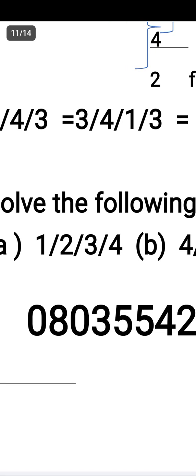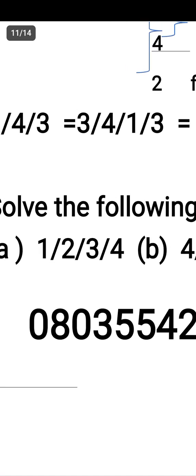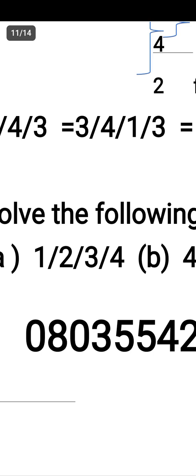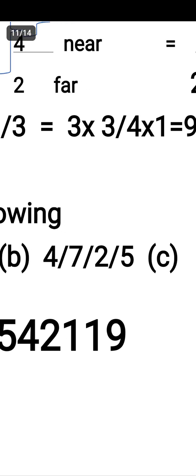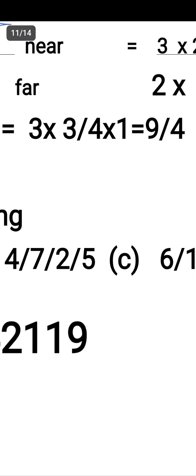Is there any mistake? No, that's a mistake. That's a mix-up. Now that is 3 times 3, that is Fafa. Then Nene, 4 times 1. That means 3 times 3, the Fafa, top times bottom, over the two middle, 4 times 1. And eventually you get 9/4. And that is it.